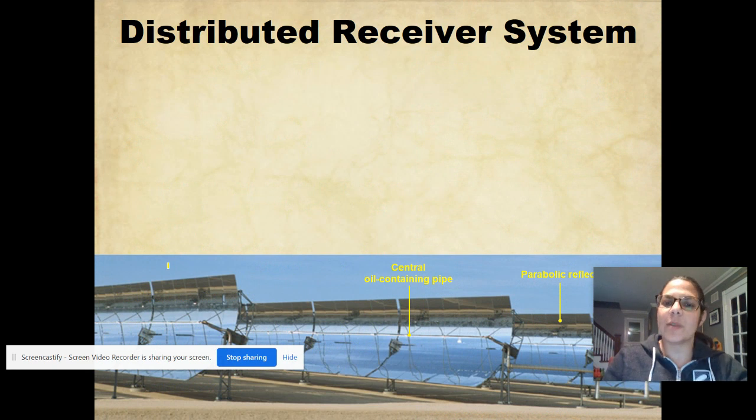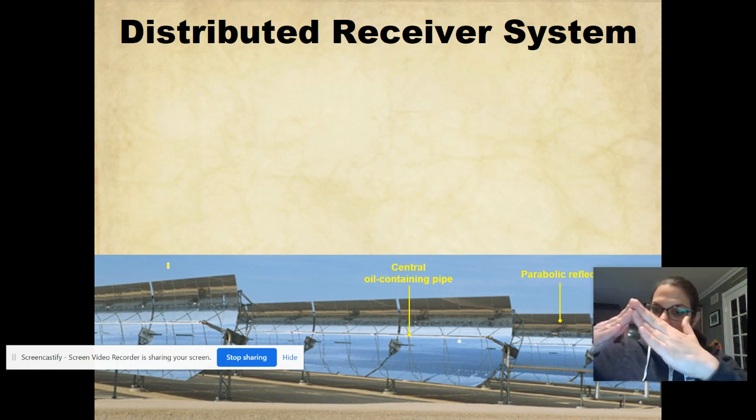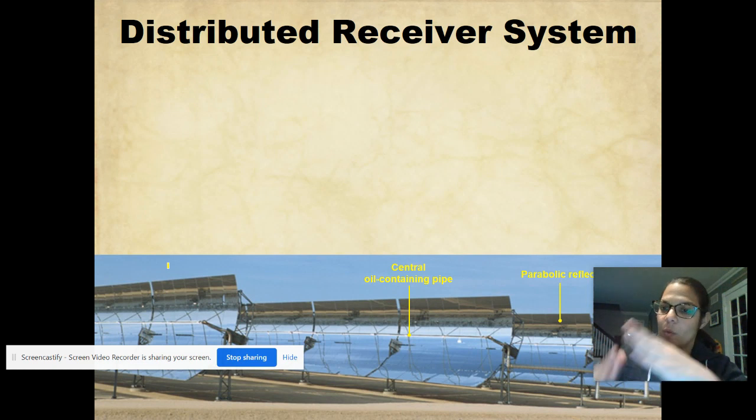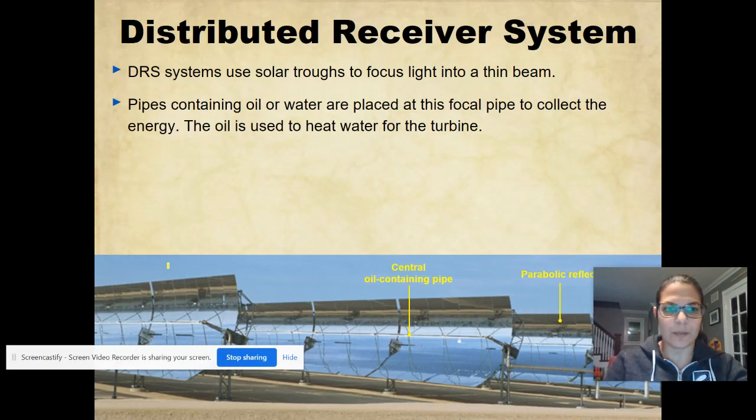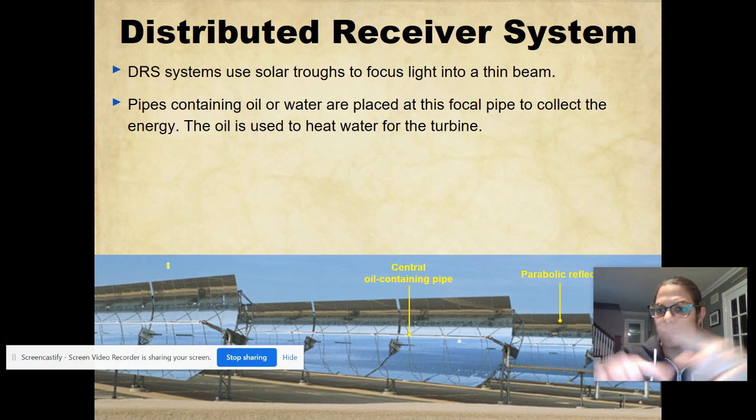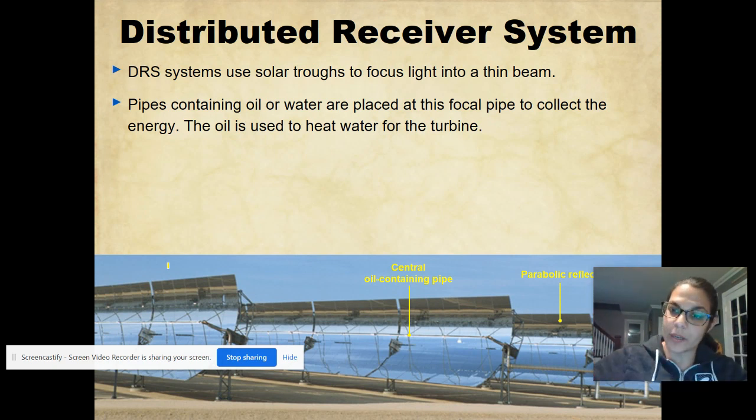Distributed receiver systems are very similar in that it takes this parabolic dish, as you can see right here, and it concentrates the sun onto that pipe, which usually has an oil in it with a high specific heat capacity. Those pipes then go in through the water. They make the water boil to create the steam to turn the turbine to turn the generator.